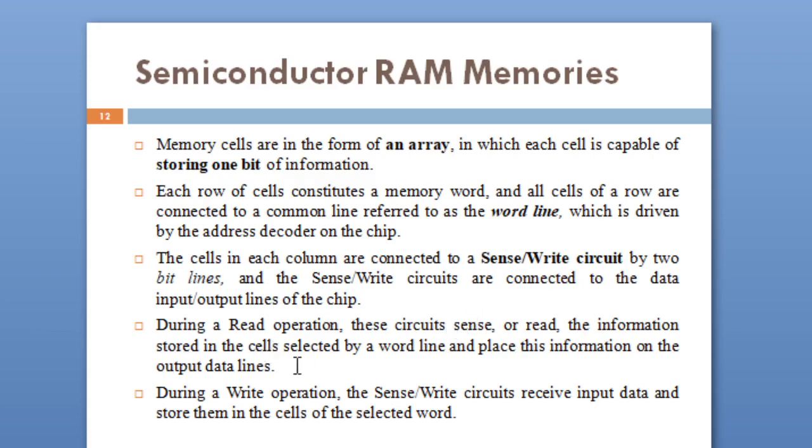So during the read operation, the cells will be selected by the word line and place this information on the data output line, and during the write operation, these circuits receive the input data from the data input or output lines, and that information is going to be stored in the memory cells based on the selected word line.